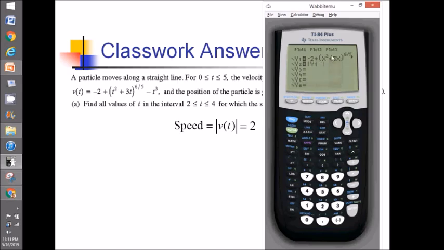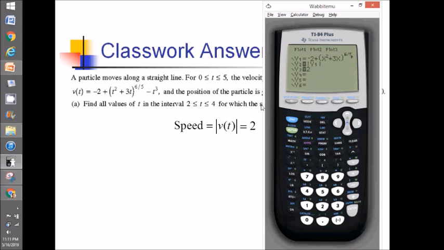Now I could have done this all in one function, but I like having the velocity separate just in case I need to use it for its own purposes at some point later on in the problem. I'm also going to unselect the velocity because I don't really want to graph that. I just want to graph its absolute value. Now in y3, I'm going to put 2, the horizontal line 2. I want to see where y2 and y3 intersect.